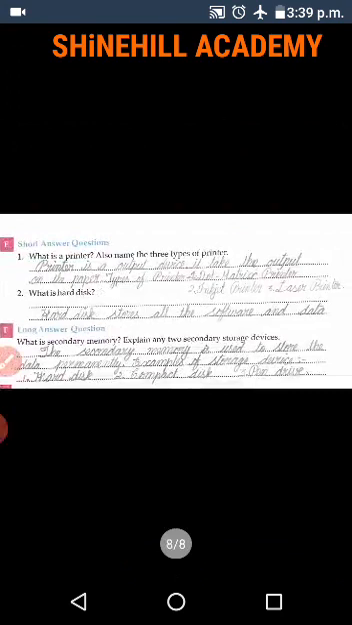Okay, next one, what is hard disk? Hard disk stores all the software and data. Long answer question. What is secondary memory? Explain any two secondary storage devices. The secondary memory is used to store the data permanently. Examples of storage devices: hard disk, compact disk, pen drive.